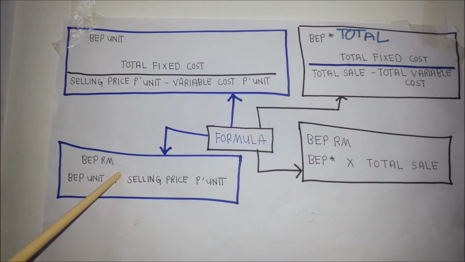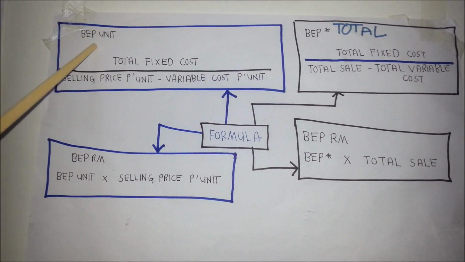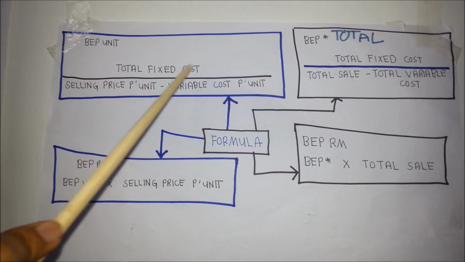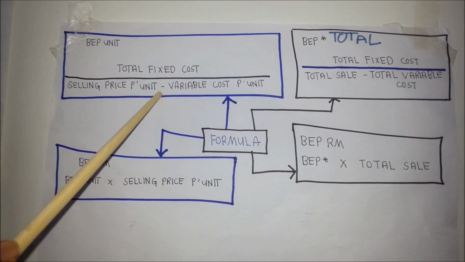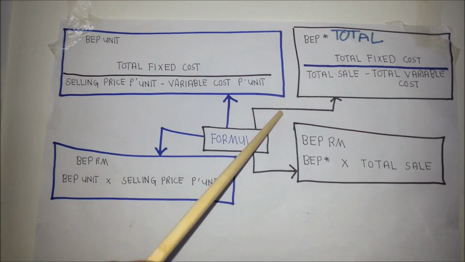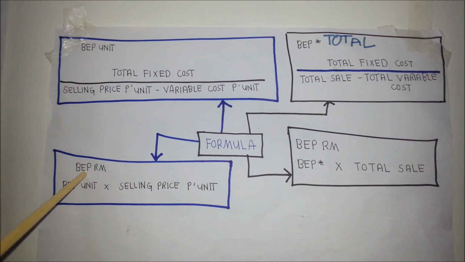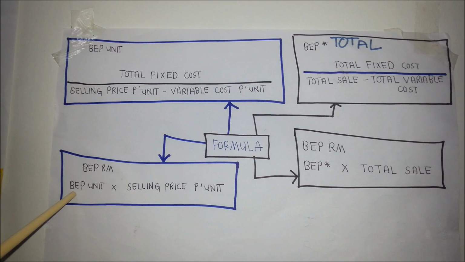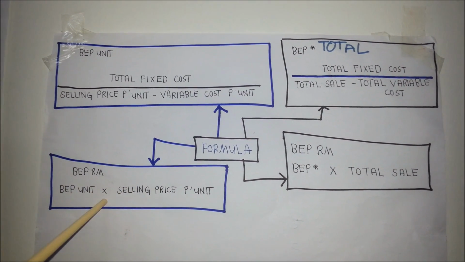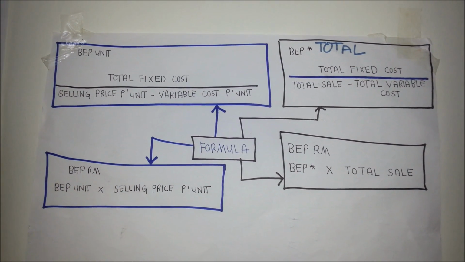So the formula for break-even point in unit is total fixed cost divided by selling price per unit minus variable cost per unit. And for break-even point in RM, we need to use BEP in unit times selling price per unit.